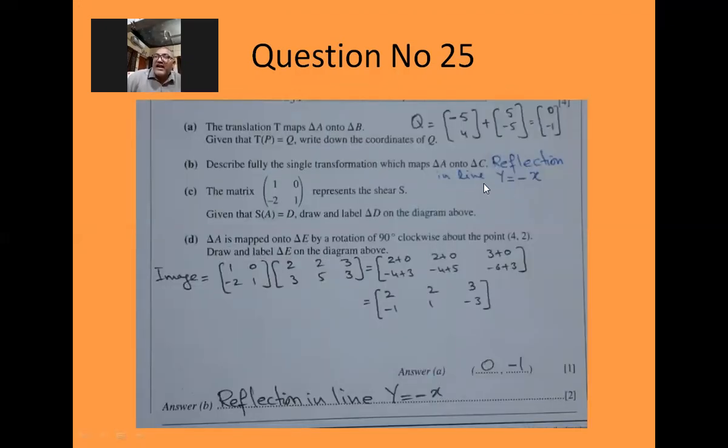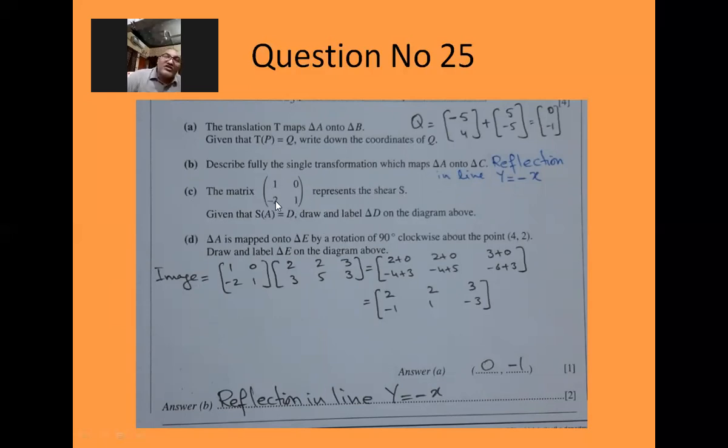So it's a reflection in the line y equals -x. Y equals -x. Okay. Next part is the matrix (1, 0, -2, 1) represents the shear S. Given that S of A equals D, draw the labeled triangle D on the diagram.